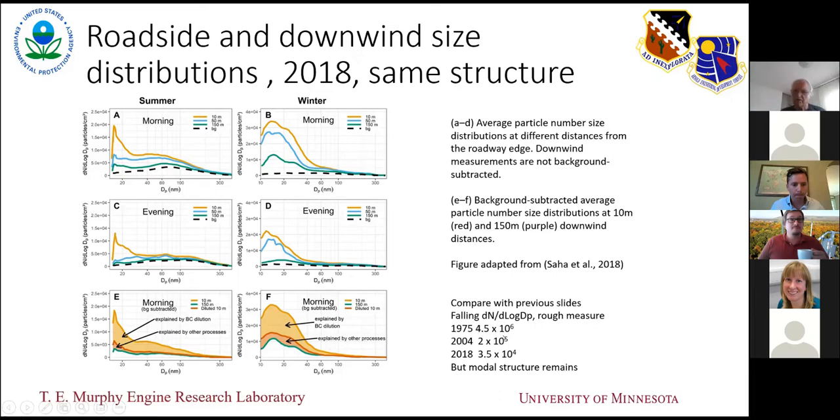But the peak in 75 was about 4.5 by 10 to the 6. In 2004, 2 by 10 to the 5, and in 2018, 3.5 by 10 to the 4. So things are getting really a lot better, but this modal structure remains.